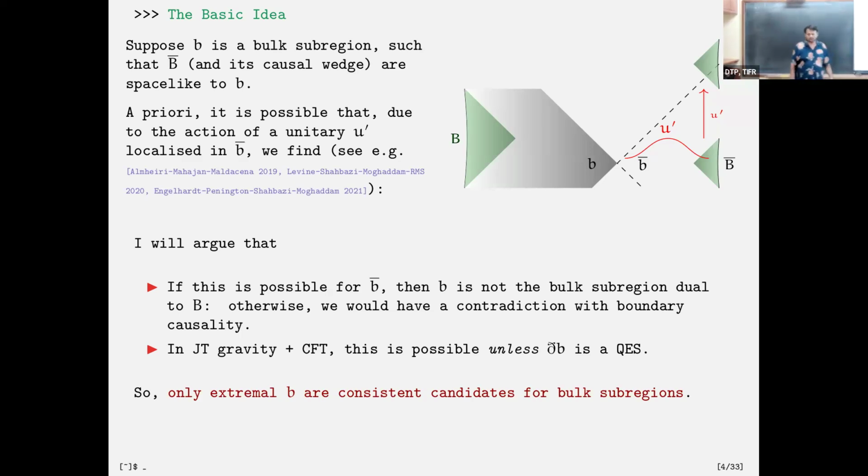Okay. Is this the complement of B? Yeah, all bars are complements. So a bar on a small letter means bulk complement, a bar on a big letter means boundary complement. Right. But now I understand, is the statement better? You're saying that given a B, the only regions which cannot be brought into causal contact with some B bar are such that they are bounded by a quantum extremal surface. Yeah, that's the statement. Okay, yeah.